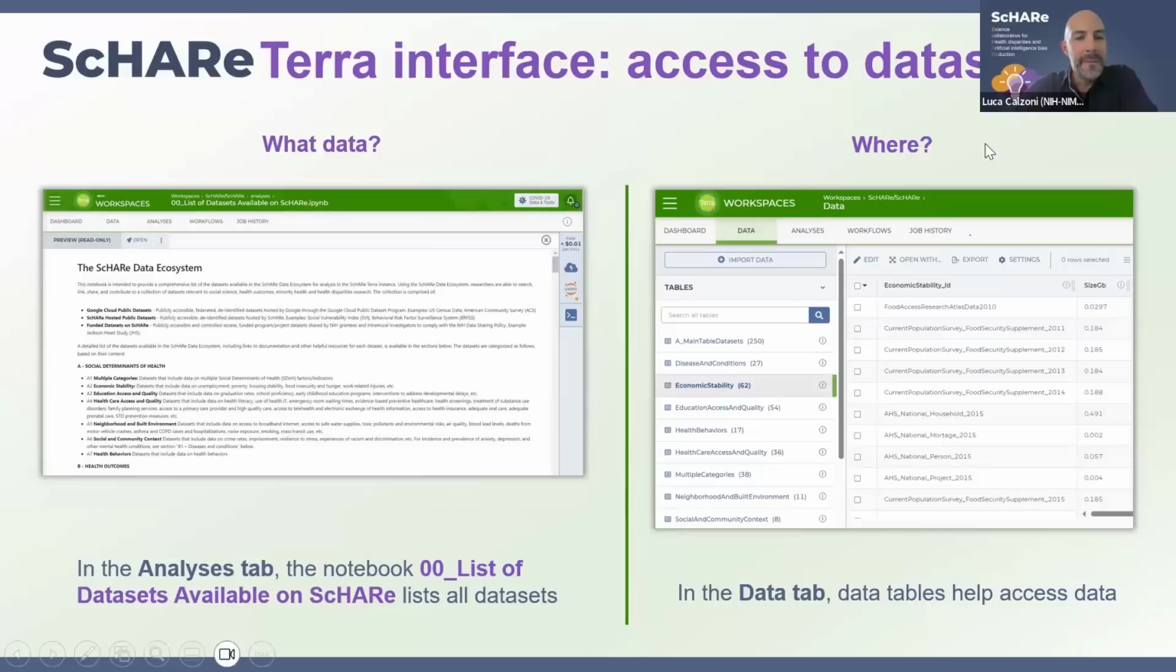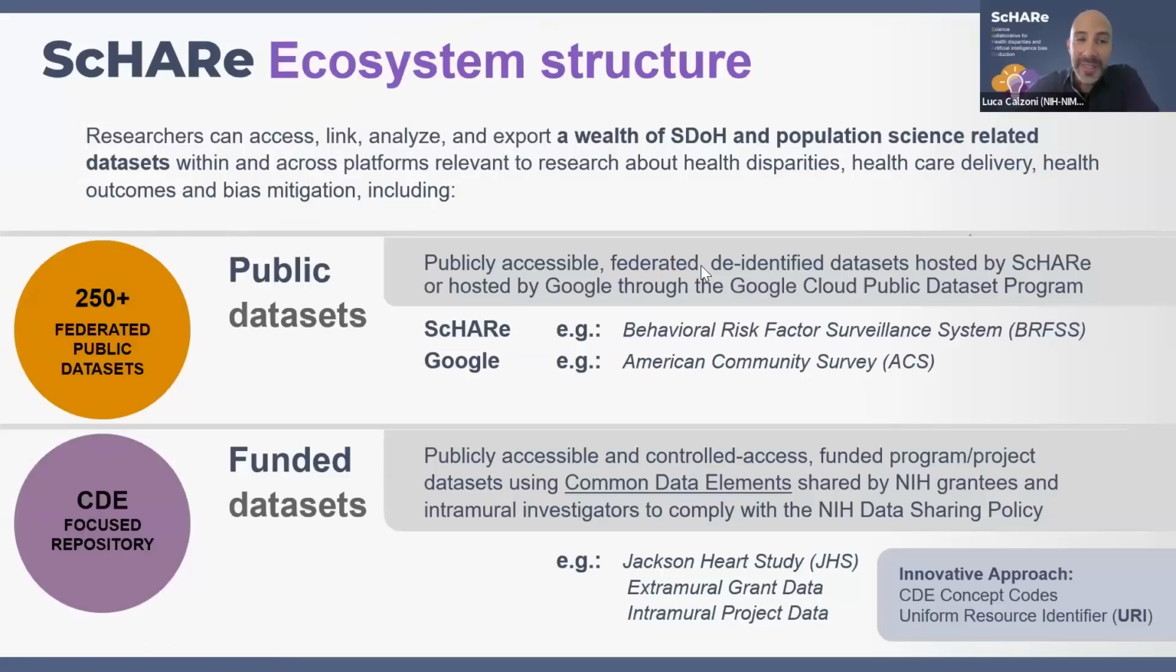And what data is available on the platform? So I'm going to show you the workspace later, but from the analysis tab, we have one notebook that lists all the data sets available on ScHARe. And in the data tab, we have data tables that help you access the data. So what kind of data is available? Well, researchers on ScHARe can access, link, analyze, and export a wealth of SDOH and population science-related data sets.